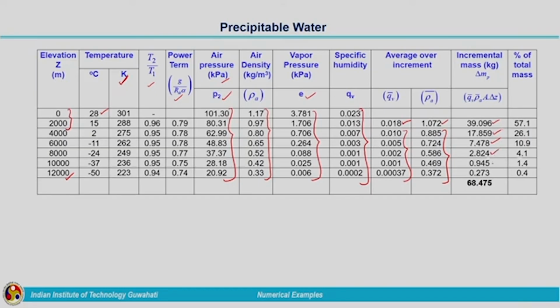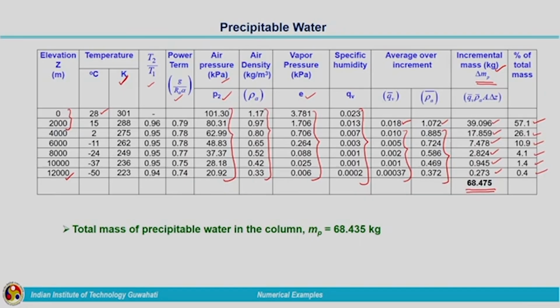Each increment we have calculated up to 12,000 meters, and total value was calculated to be 68.475 kilogram. And the percentage of total mass for each increment is calculated by 39.1 divided by 68.475 into 100. You will get the percentage of total masses at each increment. That is also calculated. But in the question it is asked, here we have calculated delta MP and total MP in kilogram. In the question it is asked to calculate in meters or millimeters of water.